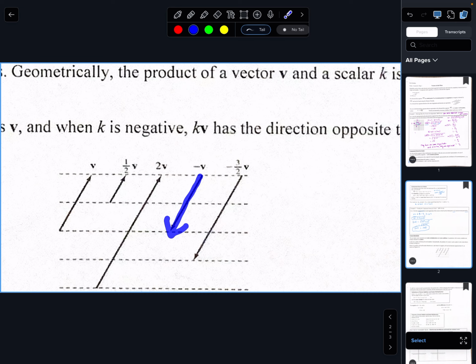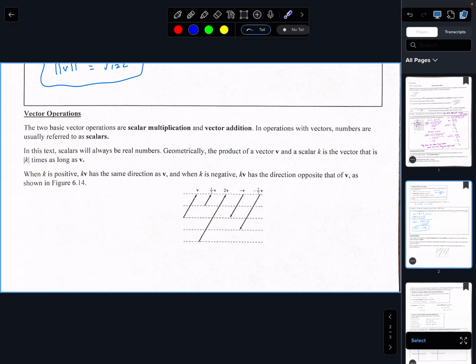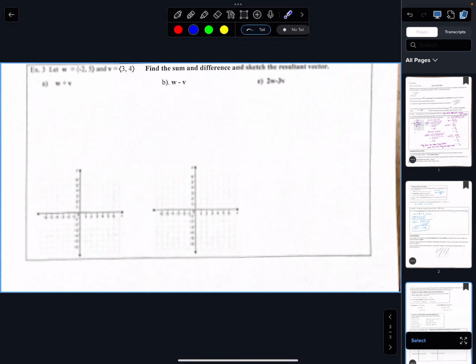When you negate a vector, it actually goes in the opposite direction. It has the same magnitude, but it goes in the opposite direction. So a negative 3/2 times a vector is going to go the opposite direction and be 1.5 times as long as the original was. So that's what happens when we multiply by a scalar. Let's move to that next page.